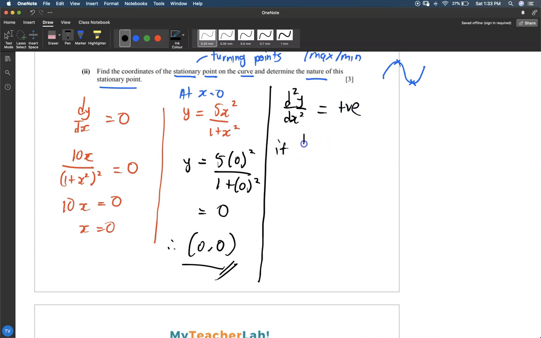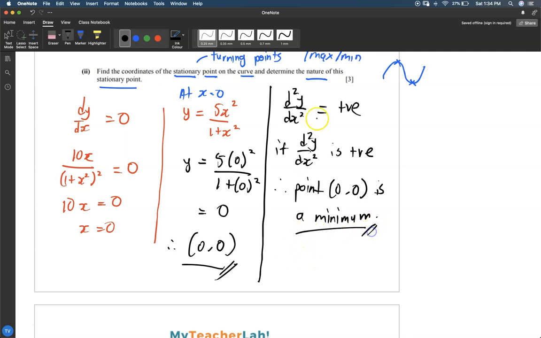Now if the second derivative is positive, therefore the nature of the stationary point (0, 0) is a minimum. So all you need to do is just differentiate this one more time, then compare whether it's positive or negative, and finally show that if it is positive, therefore the point is actually a minimum. That's it. If it is negative, then of course it's a maximum.